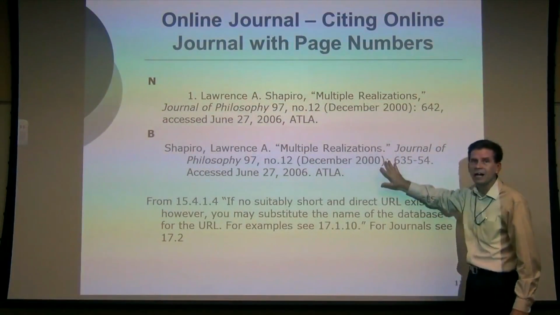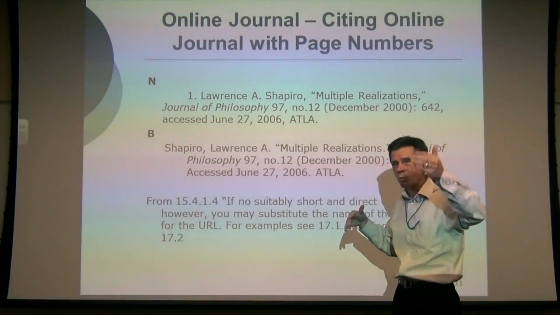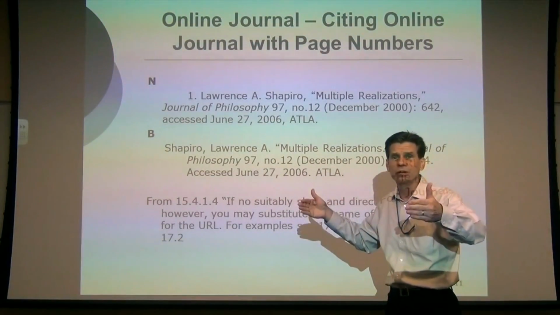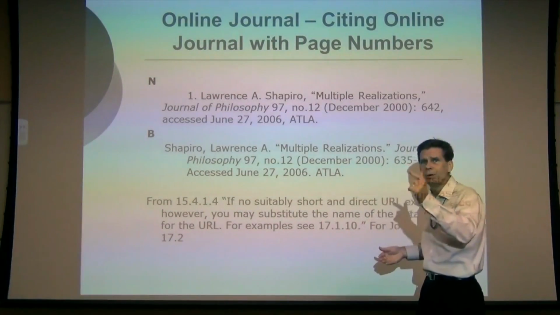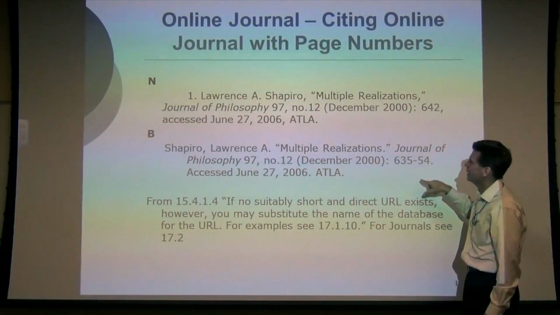Down here, for the online journal, we want the entire extent of the journal. What page does it start on? What page does it end on? For that article, I'm sorry, not for the whole journal. For that particular article, what page does it start on? What page does it end on? Then a period. Look at there, comma, period.